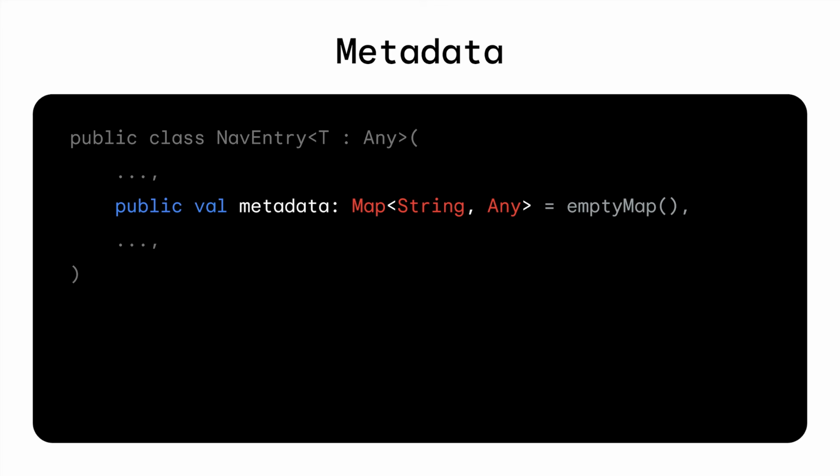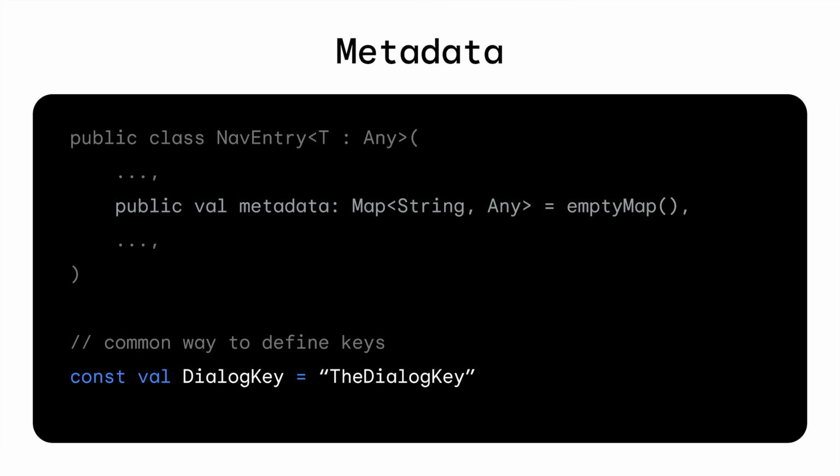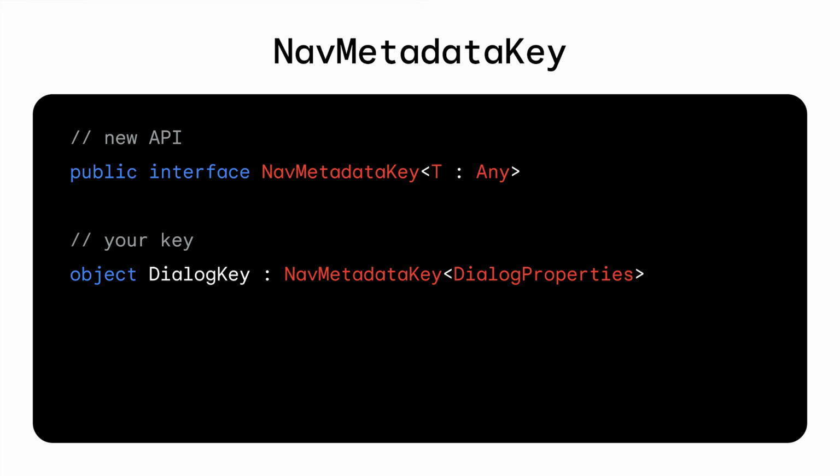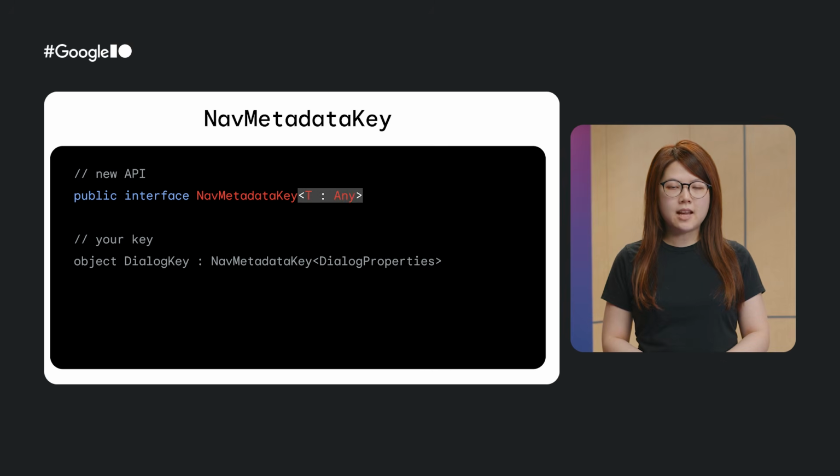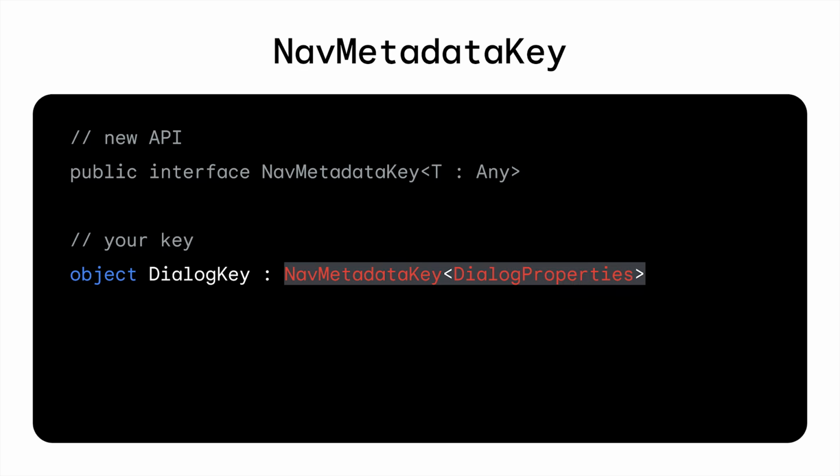Next, in 1.1, we also improved the metadata APIs. As mentioned, the metadata is a map of string to any, which is not very type-safe. Also, the keys are commonly declared as string constants, so they are not readily discoverable. So, we improved them by adding a nav metadata key interface and a metadata DSL. Now, when you define a metadata key, the key can optionally implement the nav metadata key interface. You'll notice that the interface has a type parameter. The parameter represents the type of the data that is associated with the key. This means that when you define the key, you are also declaring the type of data it expects. This helps ensure you store the correct data type.